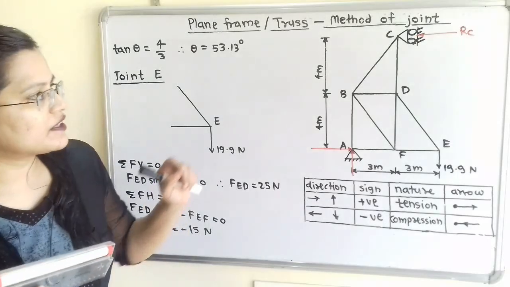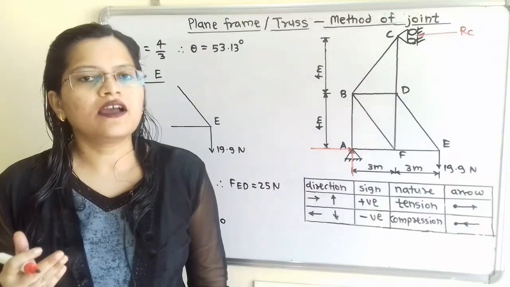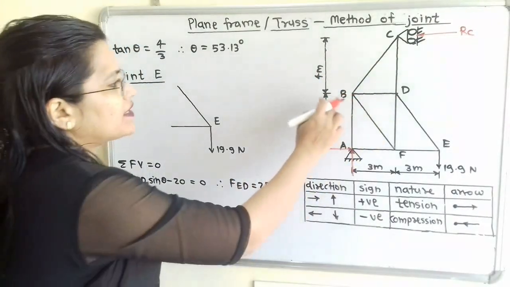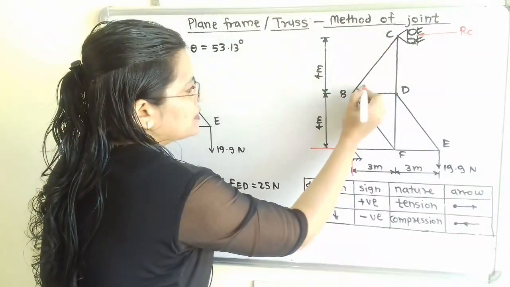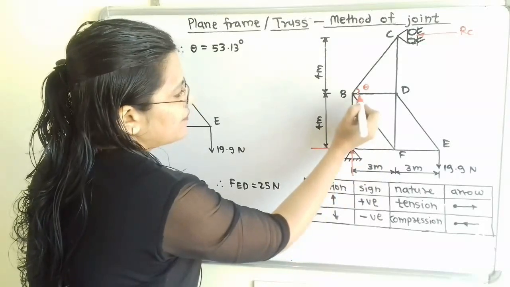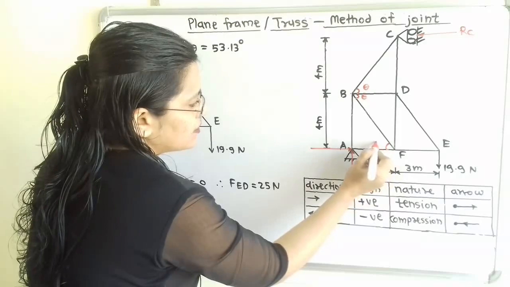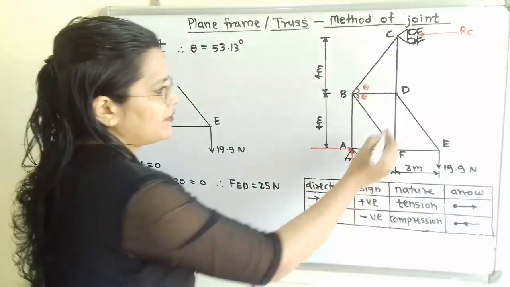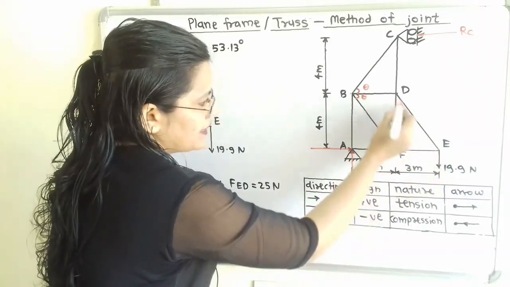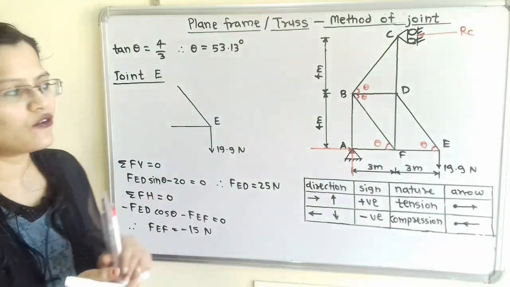Now if we observe, there are inclined members, so we have to find the angle theta which is made by the inclined line with the horizontal. Here is member BC, so I will mention angle theta here. Then here is member BF. BF is making angle theta with BD, and BF is also making angle theta with the horizontal AF. Then here is DE, which is making angle theta with EF. So this angle theta we have to find.